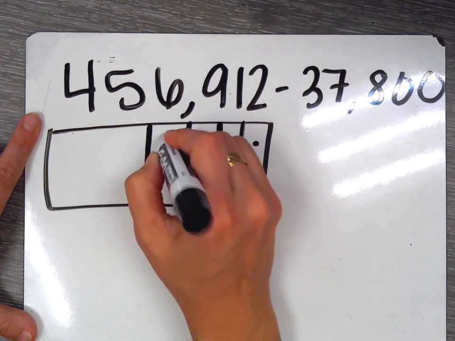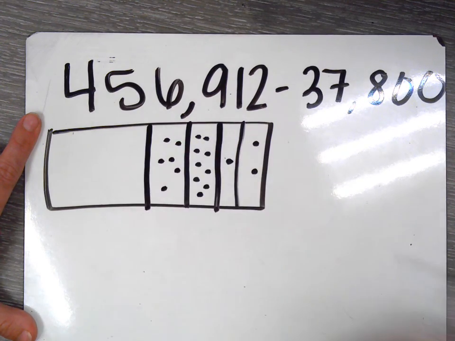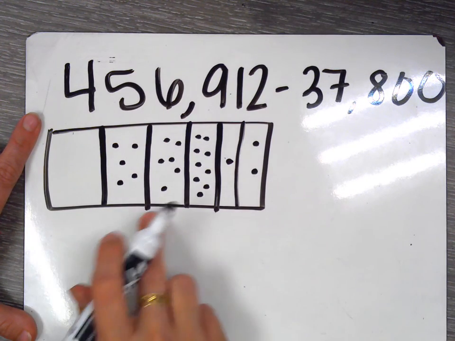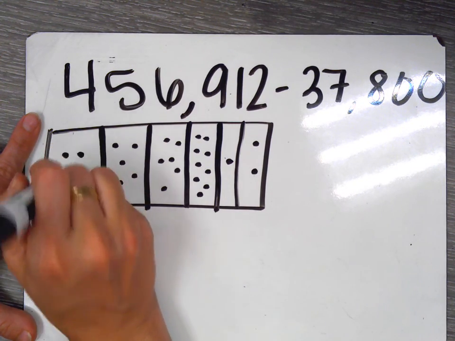1, 2, 3, 4, 5, 6. How many 10,000s do I have? 1, 2, 3, 4, 5. And how many 100,000s do I have? I have 1, 2, 3, 4 100,000s.